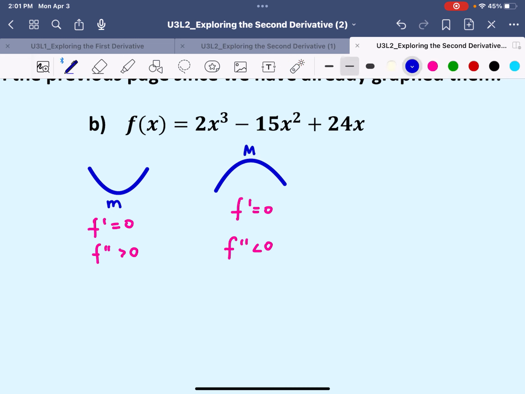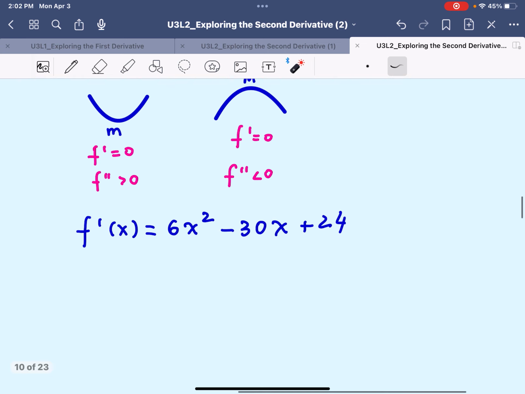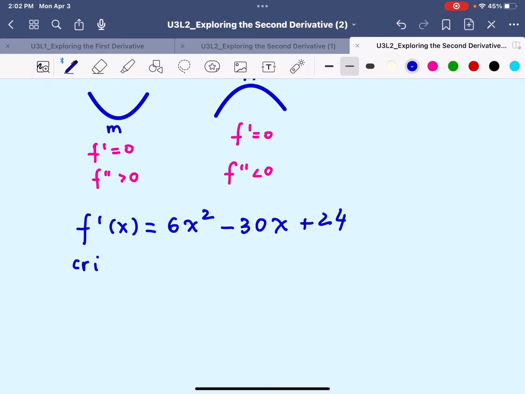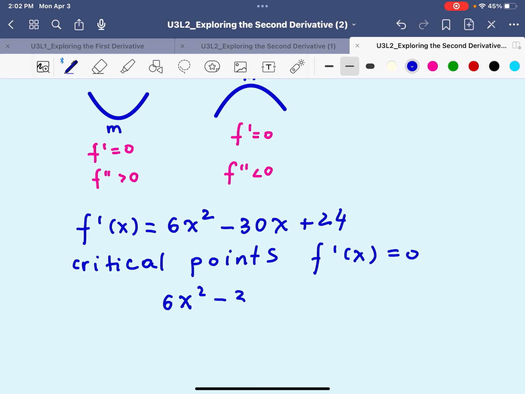So in order to determine the critical points, we have to start off with the first derivative. The first derivative in this case will be equal to 6x to the power of 2 minus 30x plus 24. So simple power rule in here. Now, the critical points are found wherever f prime equals 0. So that means that we're going to try to make 6x squared minus 30x plus 24 equal to 0.